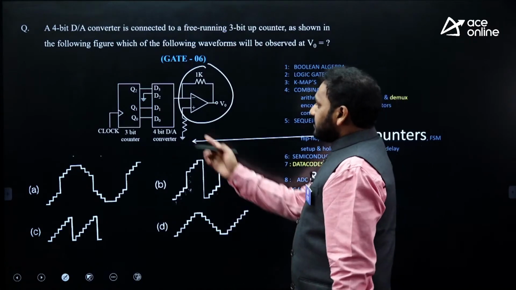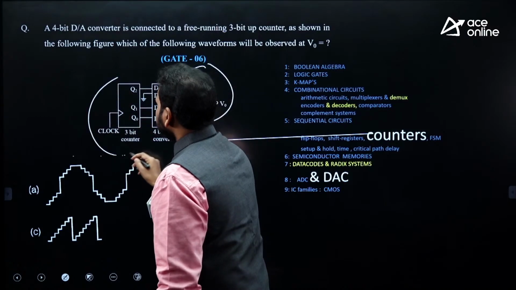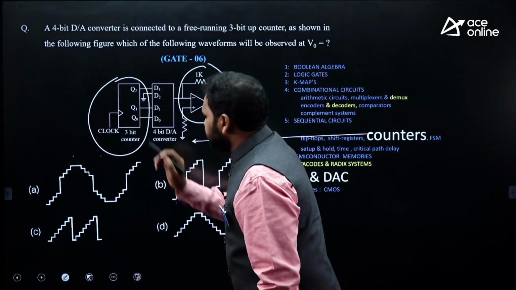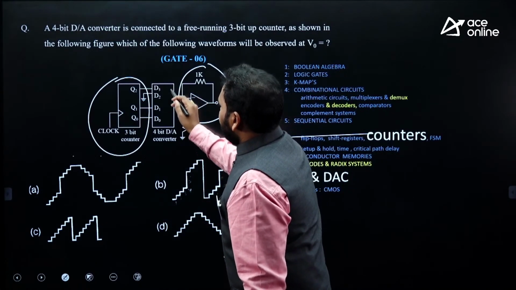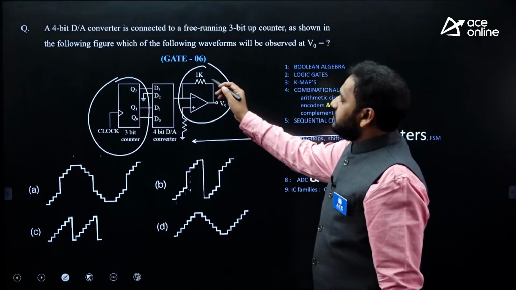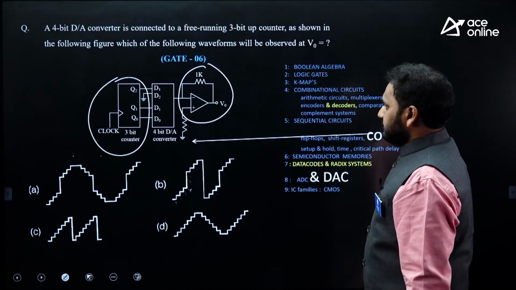And you see the question, it is actually from the counter part. It is a 3-bit counter. Something is missing, a 3-bit up counter. And this is a digital to analog converter, a 4-bit digital to analog converter. This was a question found in ECE GATE 2006, given for 2 marks.